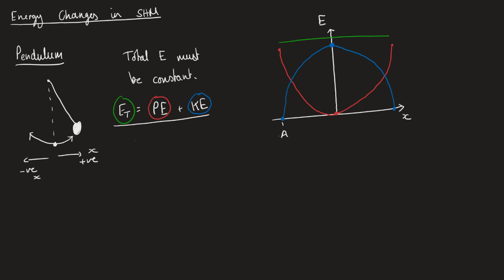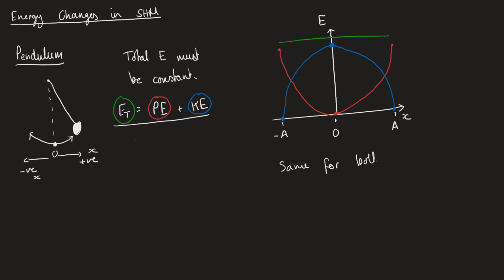And this is negative amplitude, and this is the amplitude, and this is where your displacement is 0. So 0 in the middle, amplitude either side. And you'll find that this graph is the same for both cases.